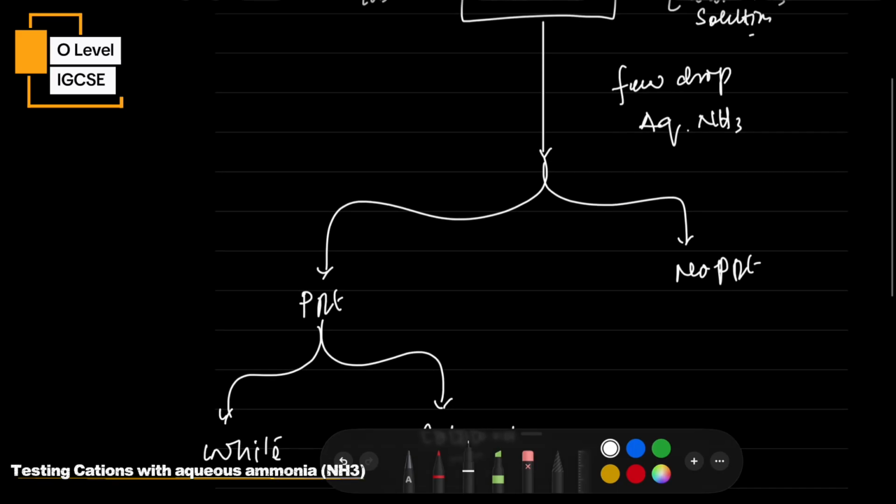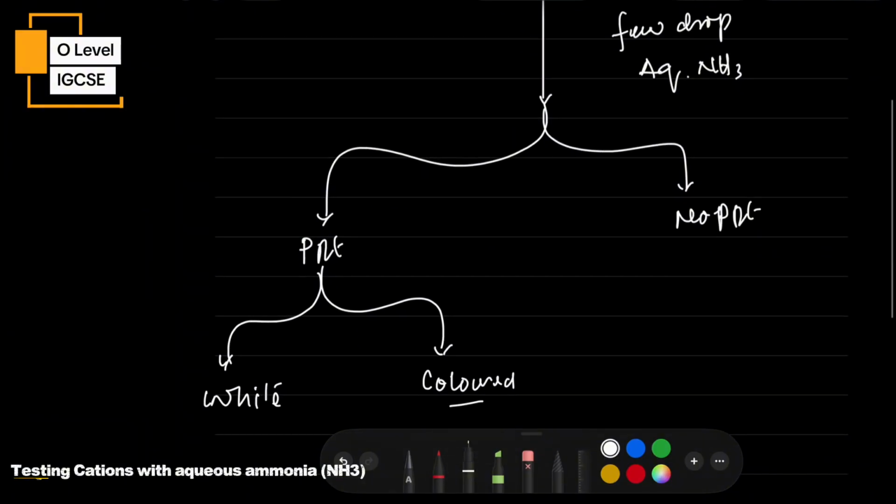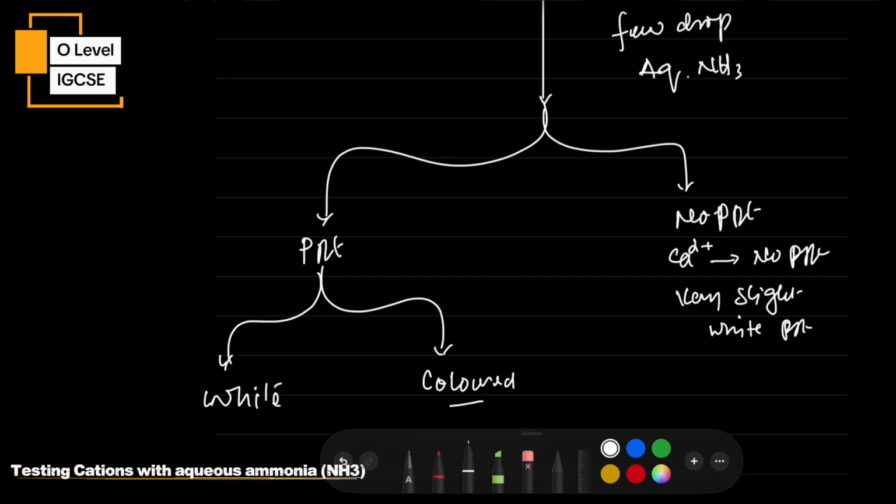In this case, no precipitate is for calcium. Calcium 2 positive ion is not going to give any observation or precipitate. No precipitate or very slight white precipitate. So in fact, calcium 2 positive ion is not going to give any sort of observation with aqueous ammonia.